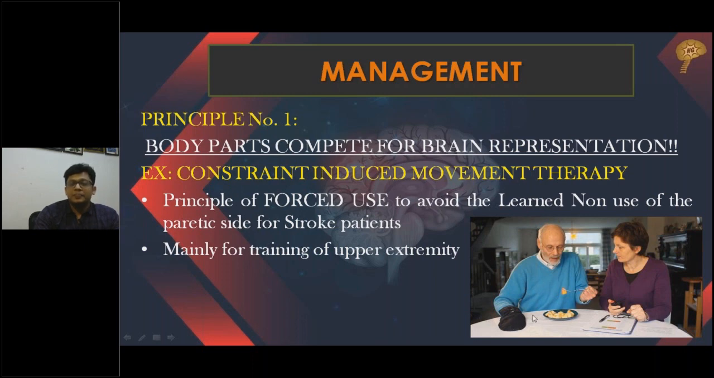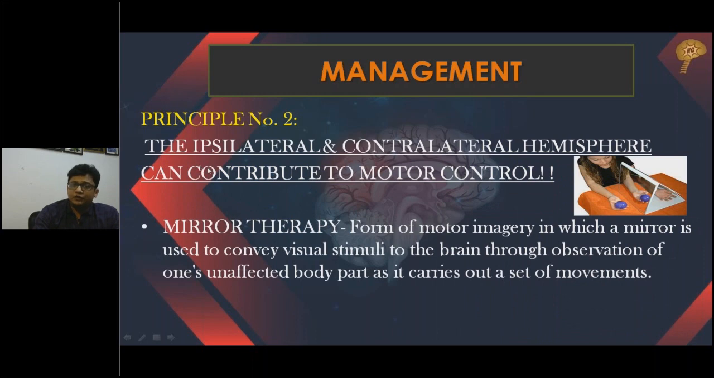As you can see here, his left hand is affected so that he cannot use his right hand. So we have tied his right hand. So this is the principle of forced use to avoid the learned non-use of the paretic side for stroke patients, mainly for training of upper extremity. Second principle, as we told, the ipsilateral and contralateral hemisphere can contribute to motor control. So an example of this is mirror therapy.